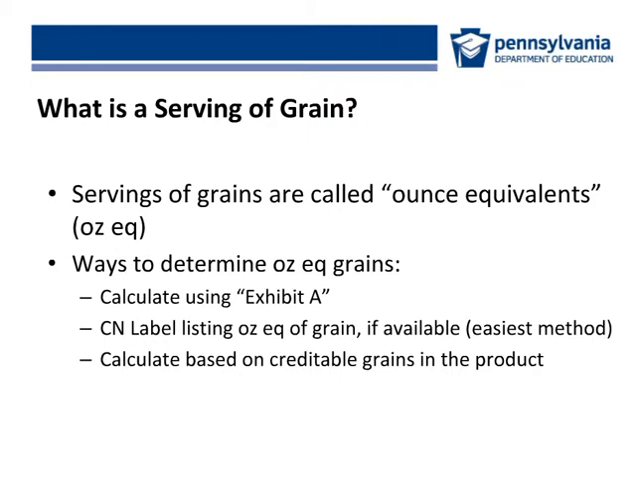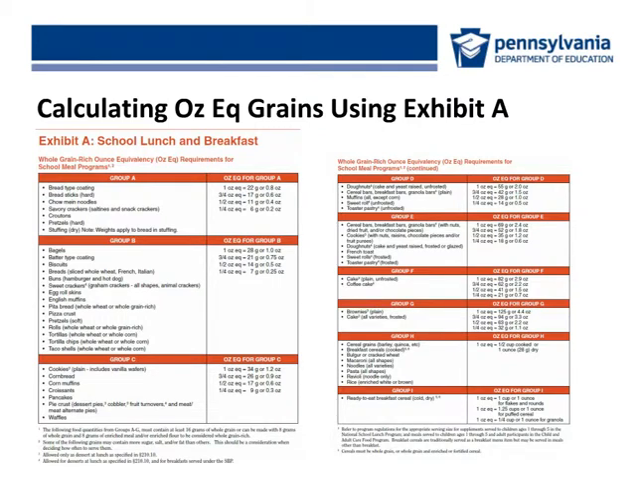So for the first part, the item must meet the portion size requirements, which are measured in ounce equivalents. We can determine this very simply by using Exhibit A, which, just to quickly note, is on page 23 of your whole grain resource. You can determine it by looking at the CN label if the product has one, or we can calculate based on the creditable grains in the product. So we will look at each of these 3 ways in some more detail. Just so you know, Exhibit A is also located on pairs.